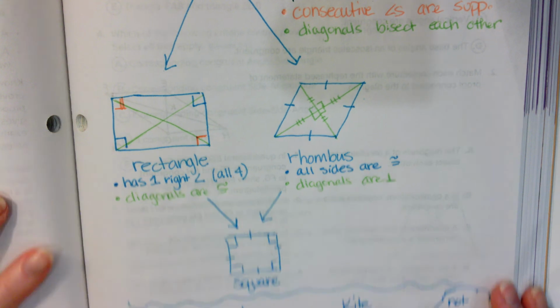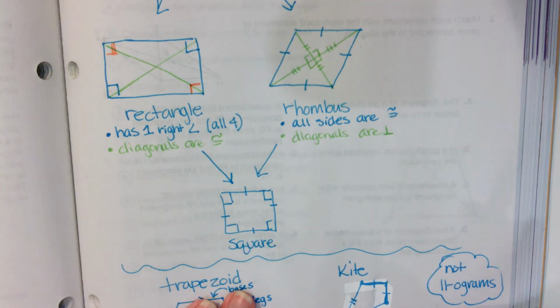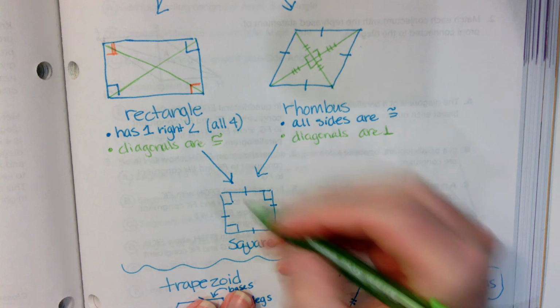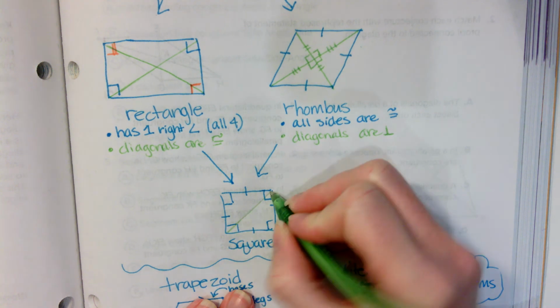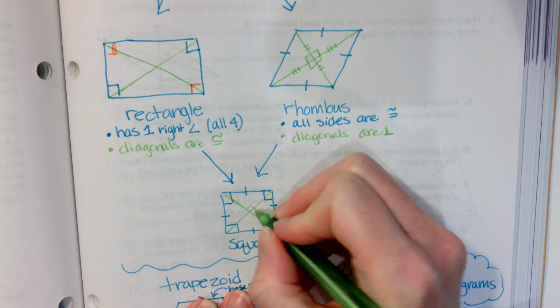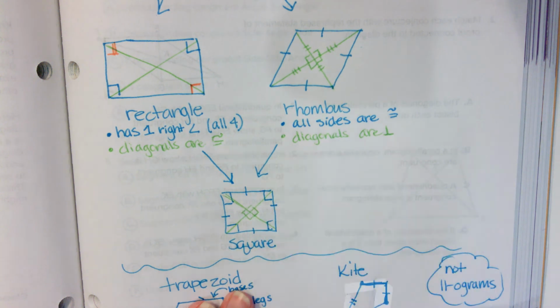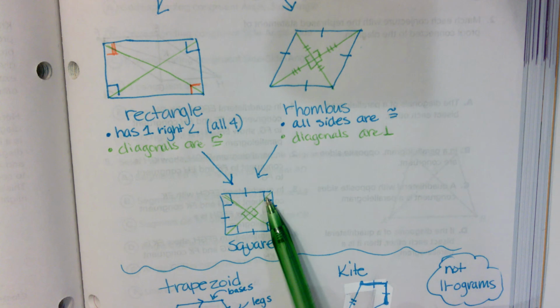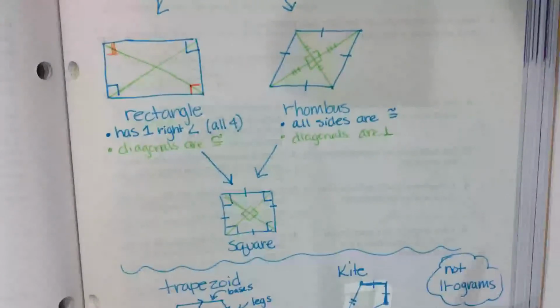So then that brings me to a square. A square has all the properties of a parallelogram. So I know my diagonals bisect each other. It also has all the properties of a rhombus. So I know they're perpendicular. And it also has all the properties of a rectangle. So I know that they are congruent to each other.